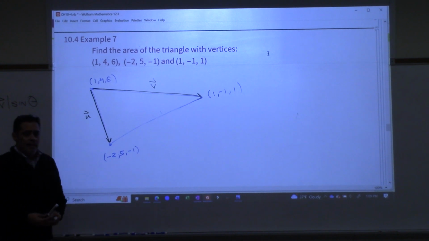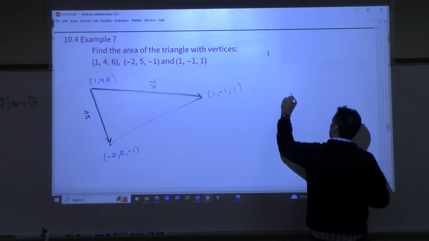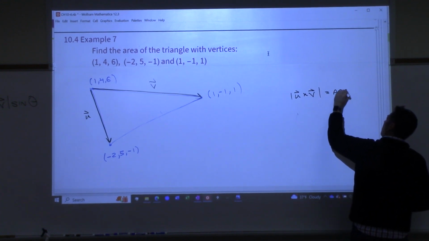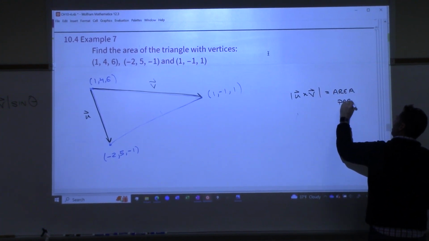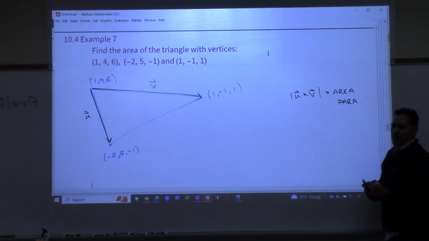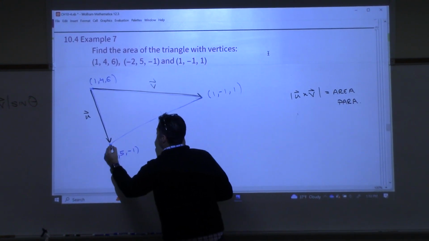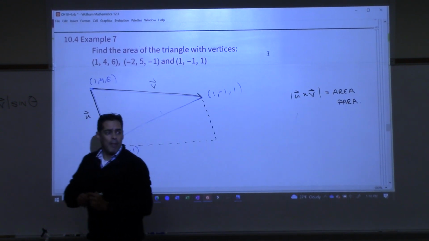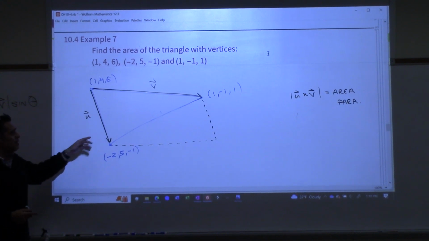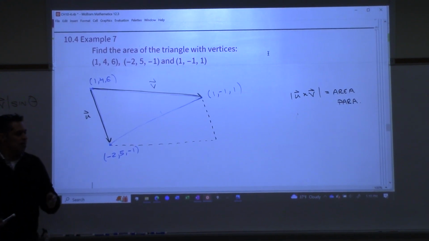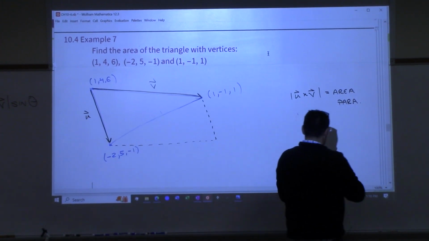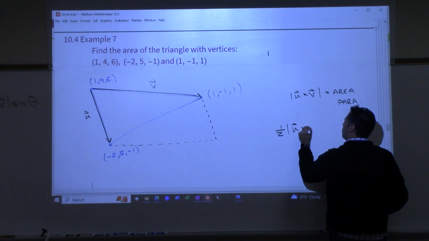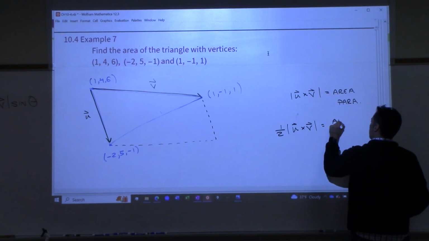And I know that the magnitude of the cross product will be equal to the area of the parallelogram, and I mean by that this parallelogram. That's the parallelogram formed by those two vectors. So the area of the triangle should be half of that. Taking half of the magnitude of the cross product will be equal to the area of the triangle.